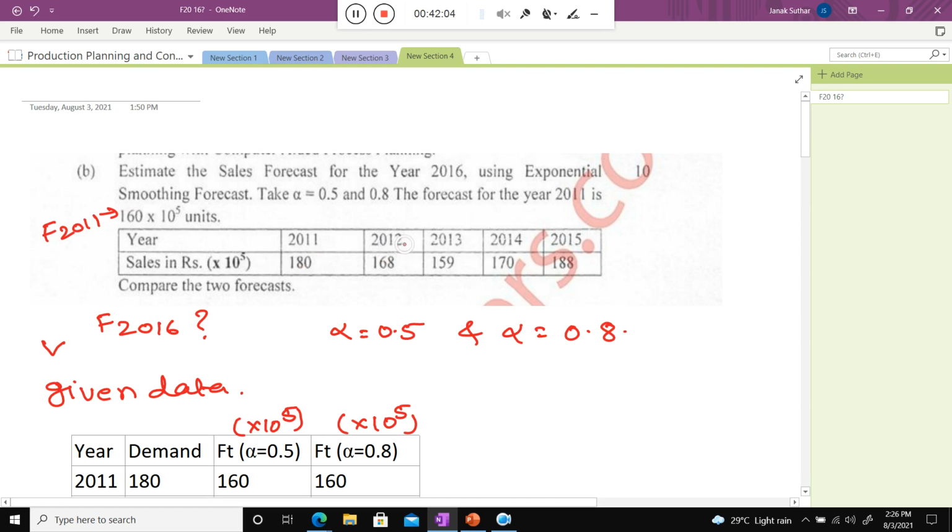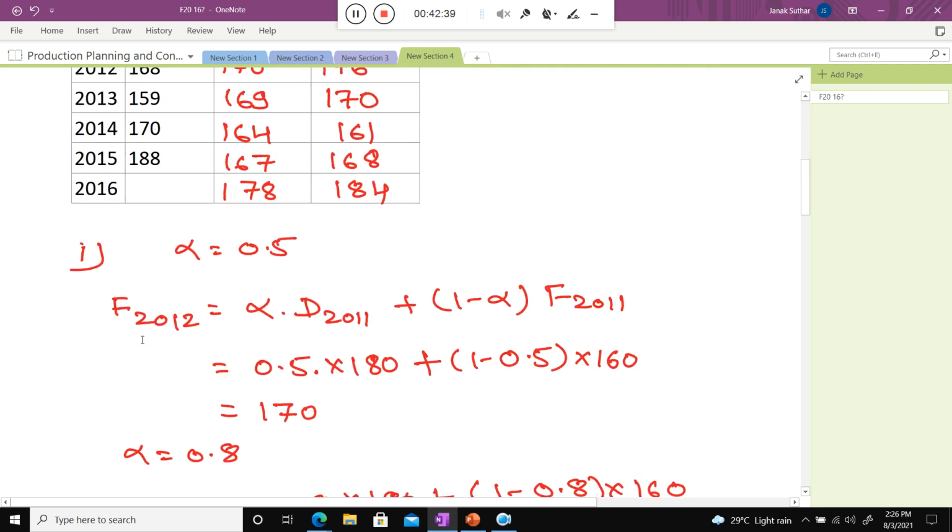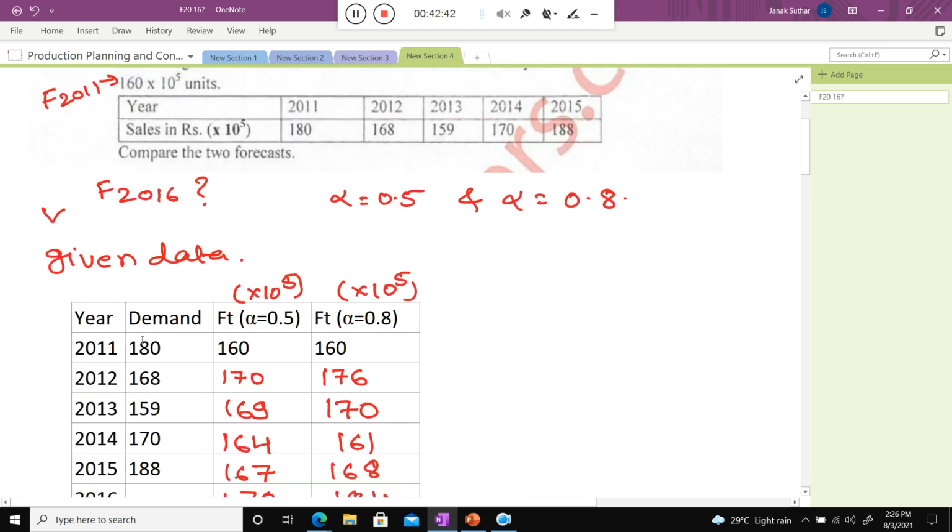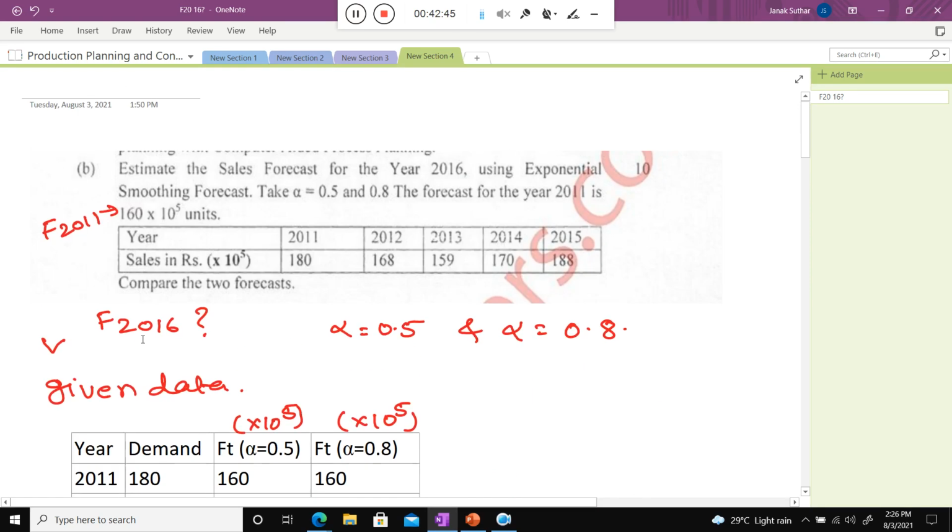First you need to find the forecast. The question is that first you need to identify the forecast of 2016. The next question is: if alpha is equal to 0.5 and 0.8, can you compare the forecasts? There we consider both and try to compare whether alpha 0.5 is better than alpha 0.8. So there are actually two questions. Are you getting my point?